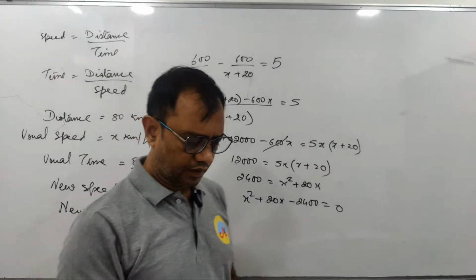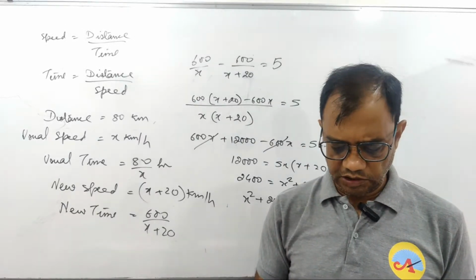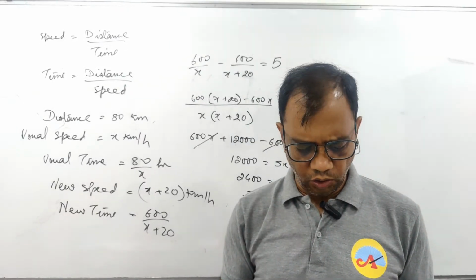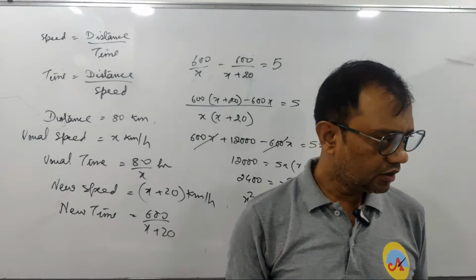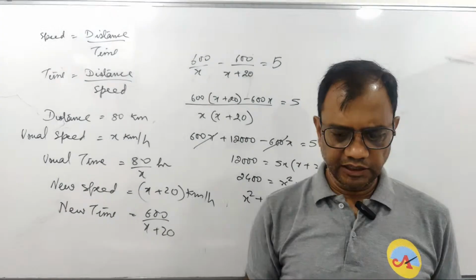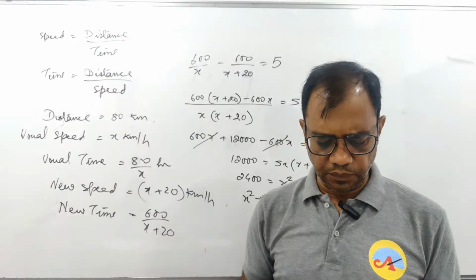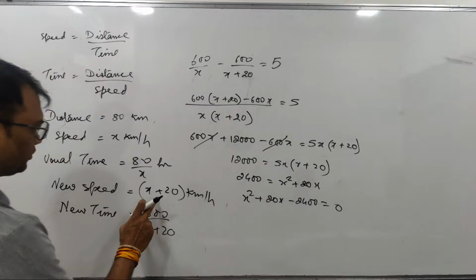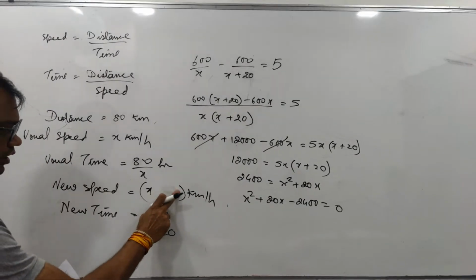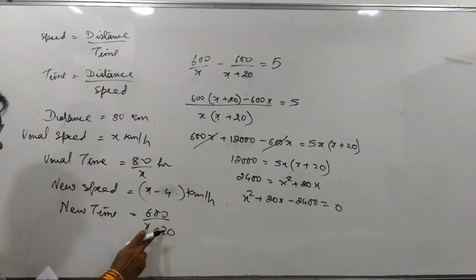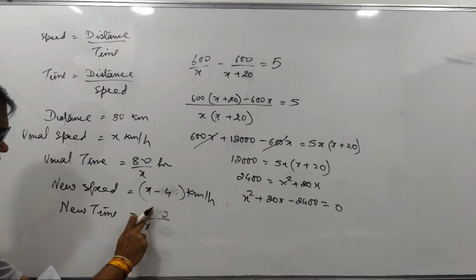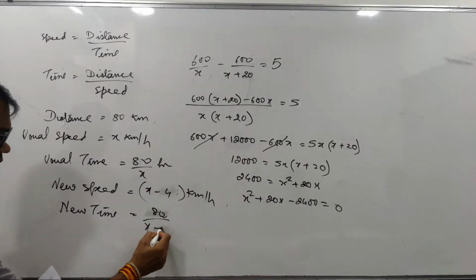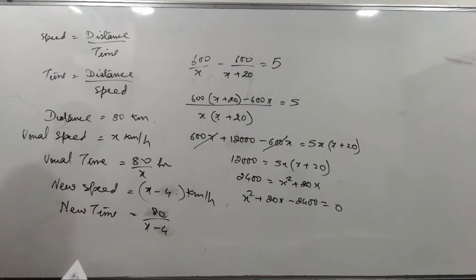Let's say the question says, had he gone 4 kilometers per hour slower? So 4 kilometers per hour slower means what will be the new speed now? x minus 4. So what will be the new time? 80 upon x minus 4.